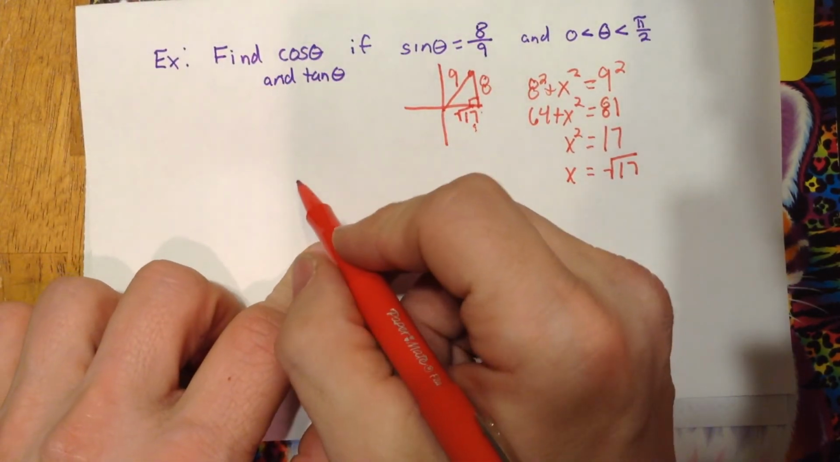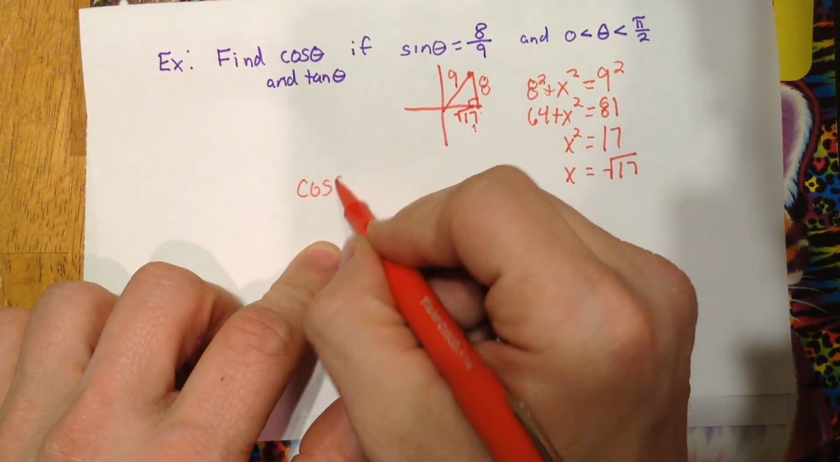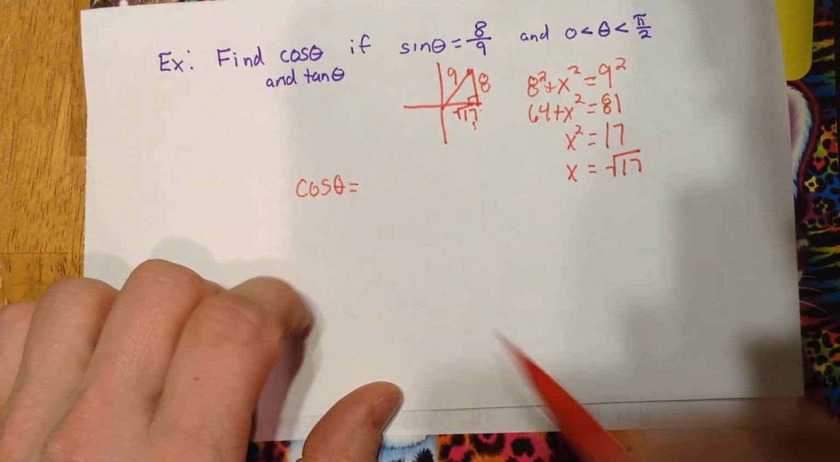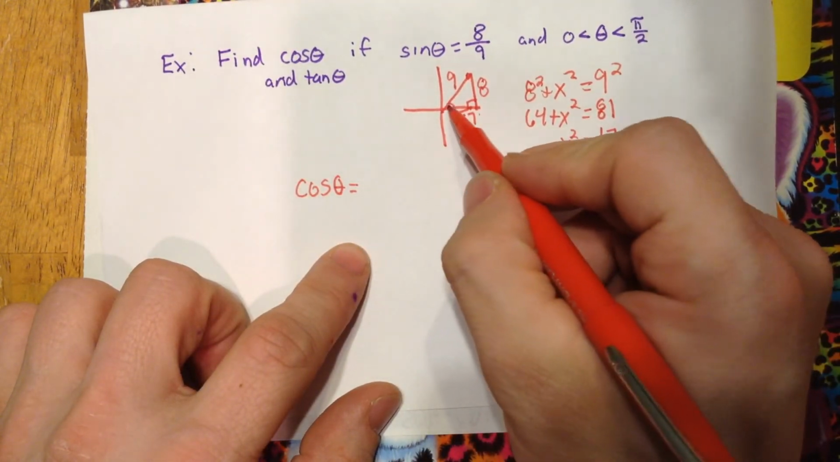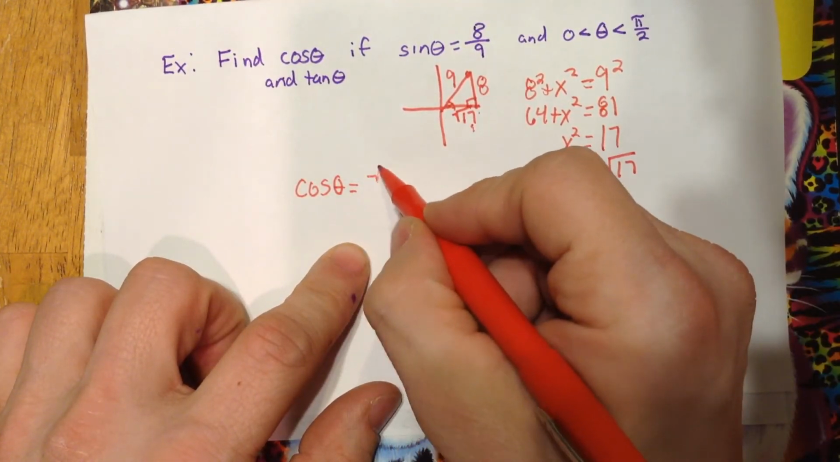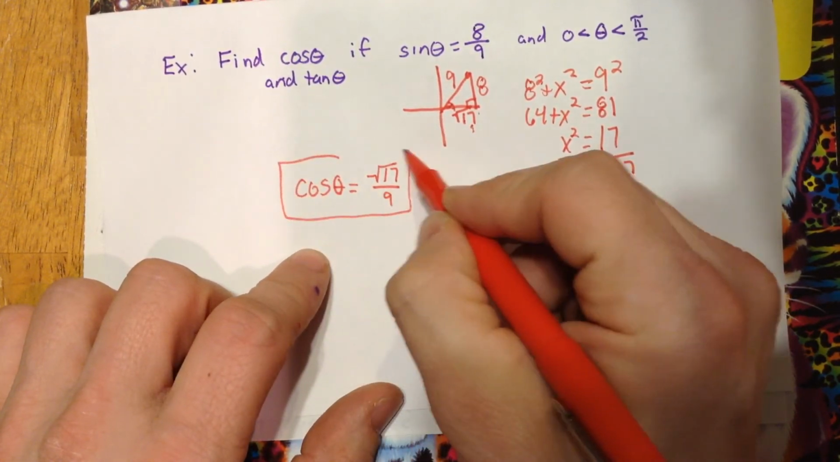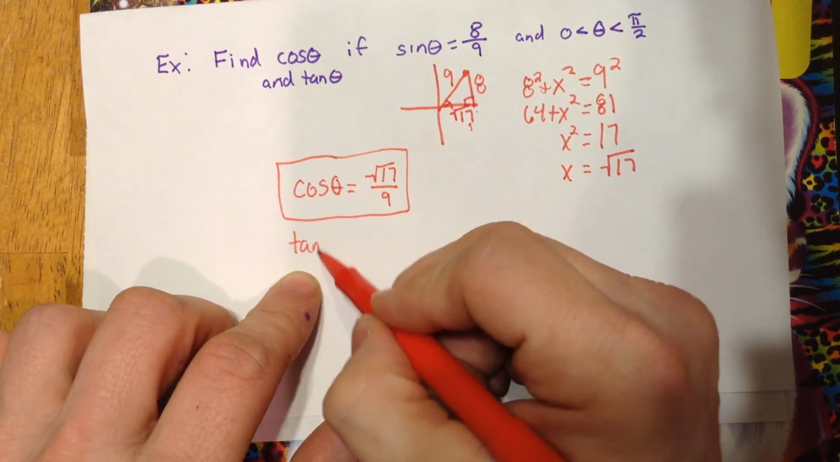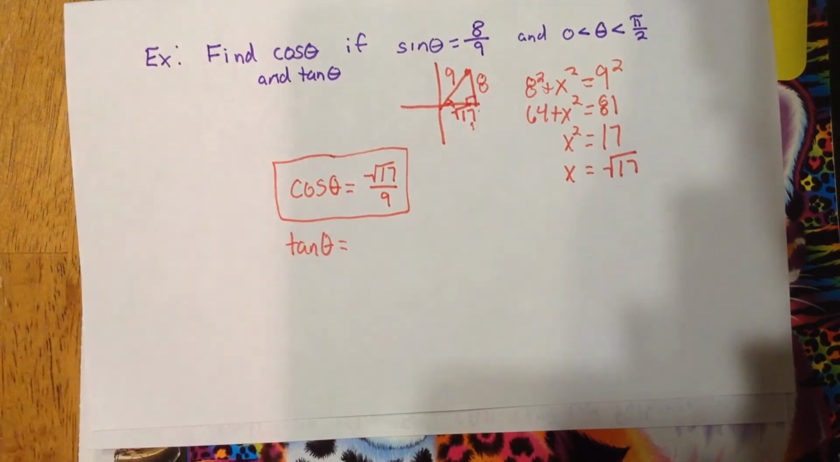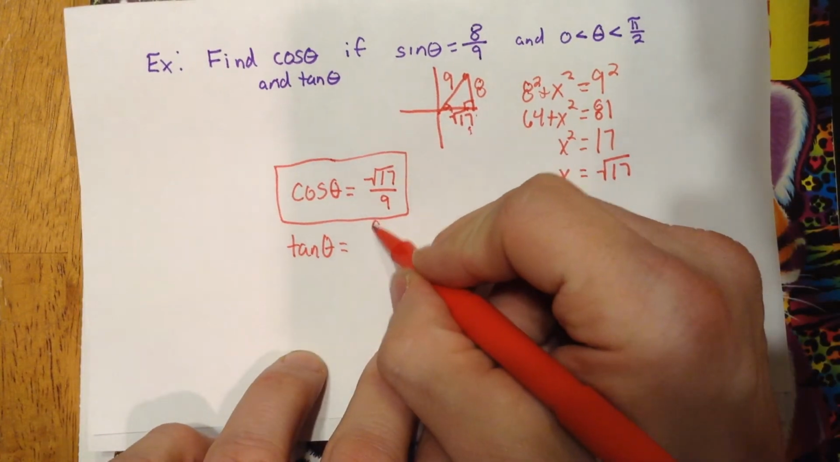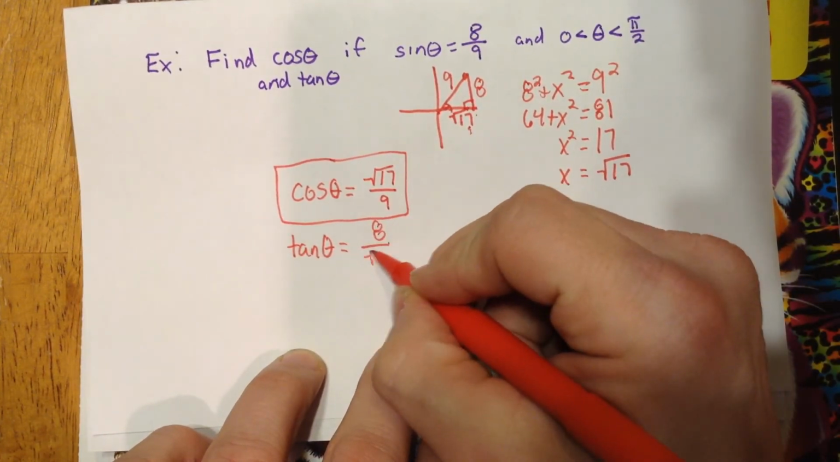So we need to find the cosine first. And we're just going to do adjacent from here, from the center, which is radical 17 over the hypotenuse. That was very simple. Tangent's a little more work. And again, notice on tangent, I'm not really doing sine over cosine here. I'm just saying opposite, which is 8, over adjacent, which is radical 17.